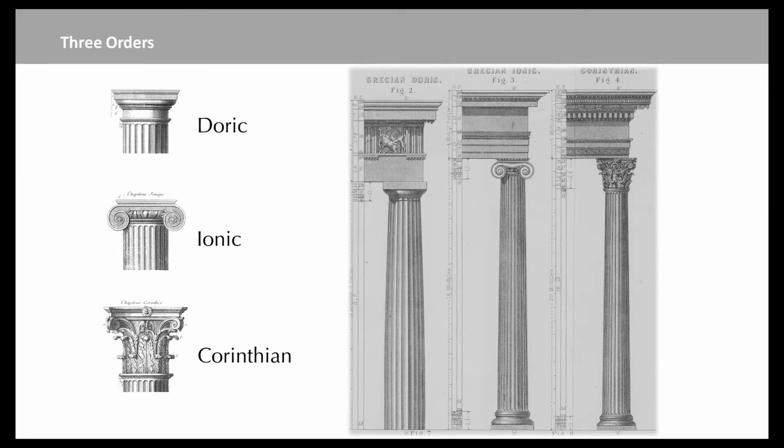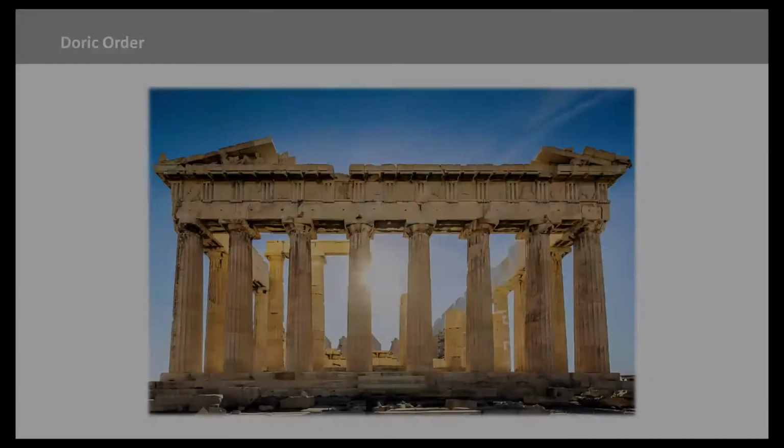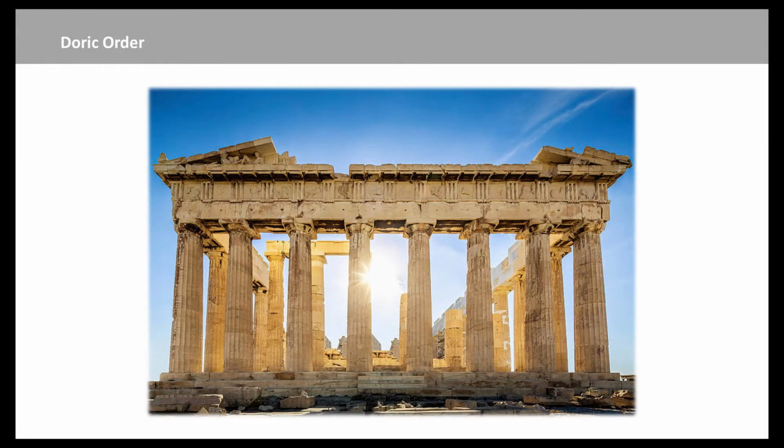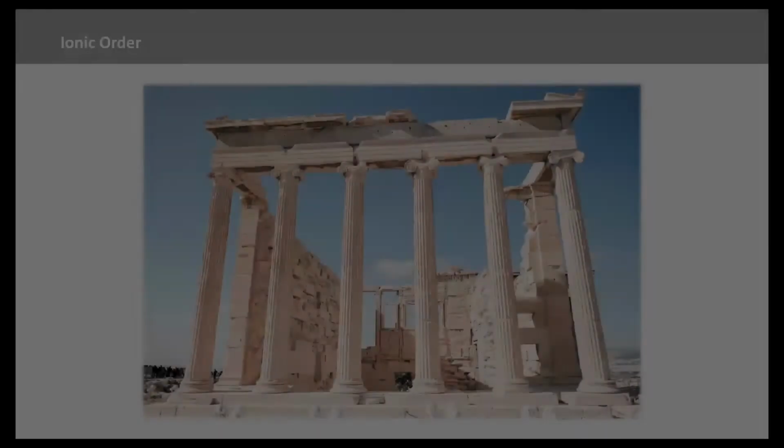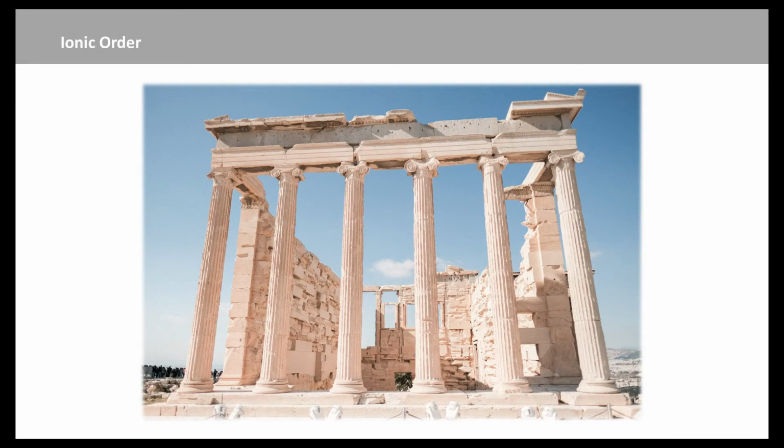All three share the same fluted shaft. Where they differ is at the top, what is called the capital of the column. These are columns of the Doric order, the simplest of the Greek columns, with a square top. See those little curls at the top? That tells us that these are columns of the Ionic order.